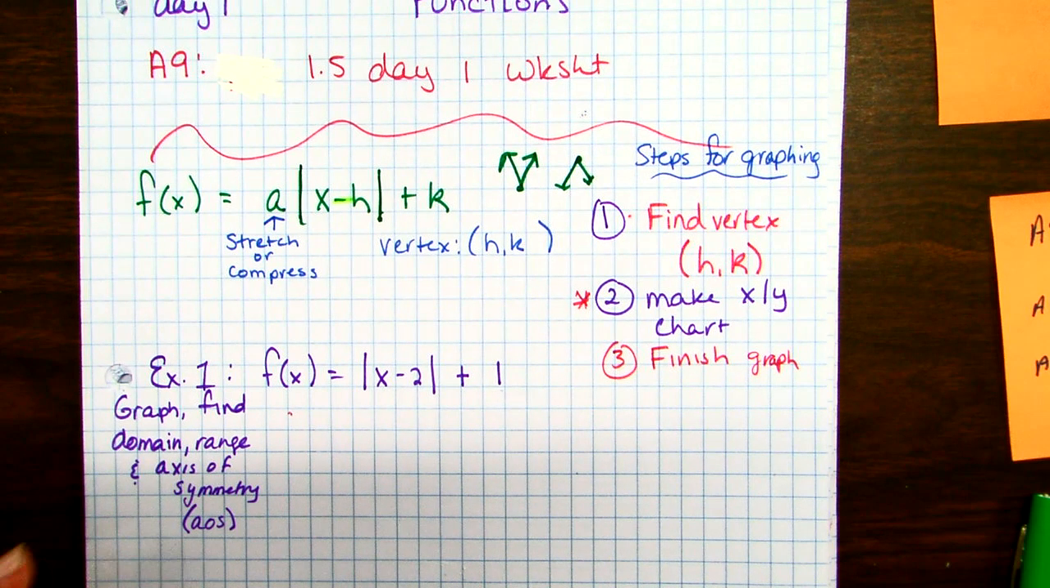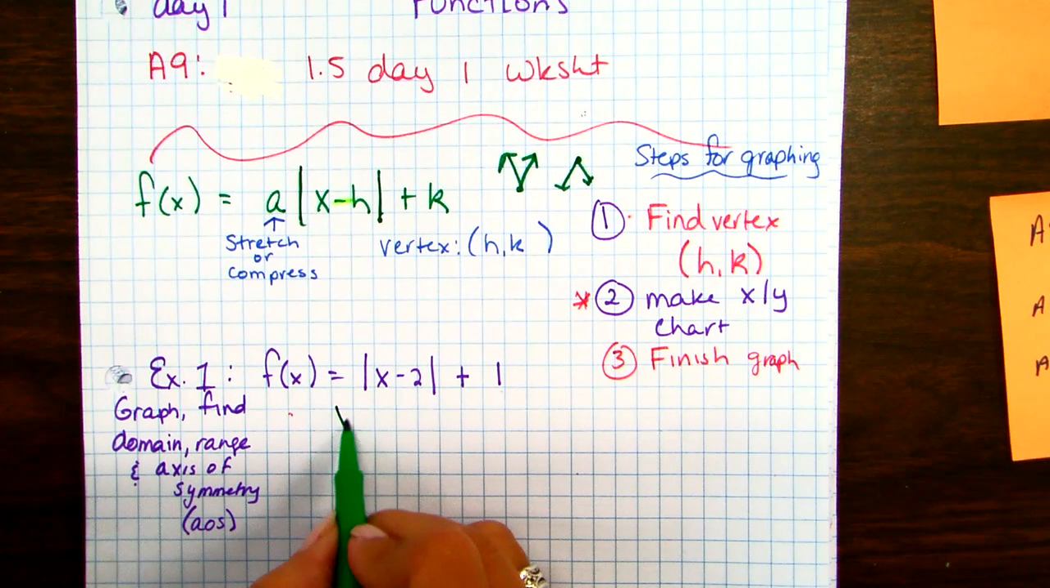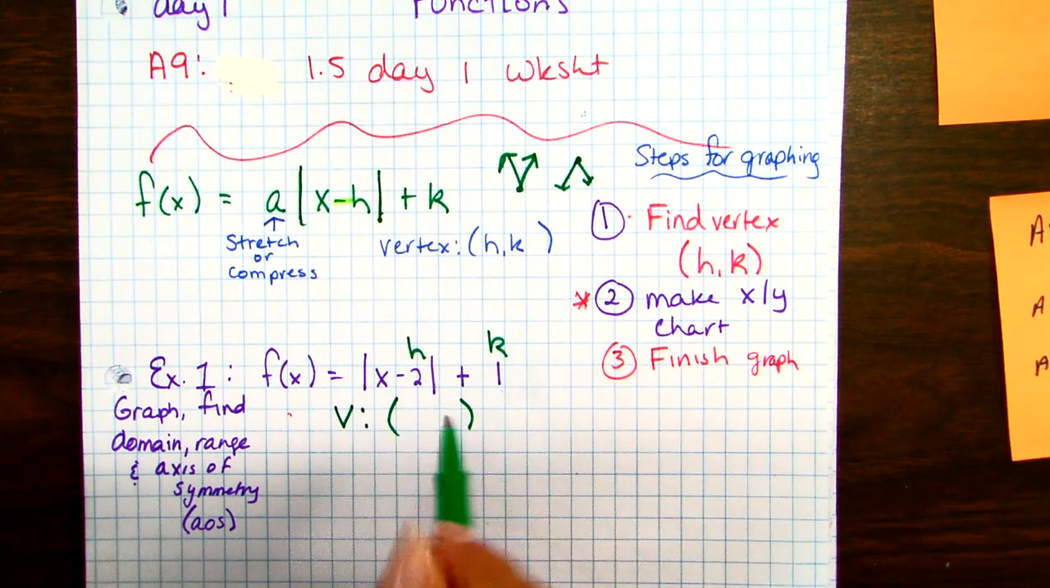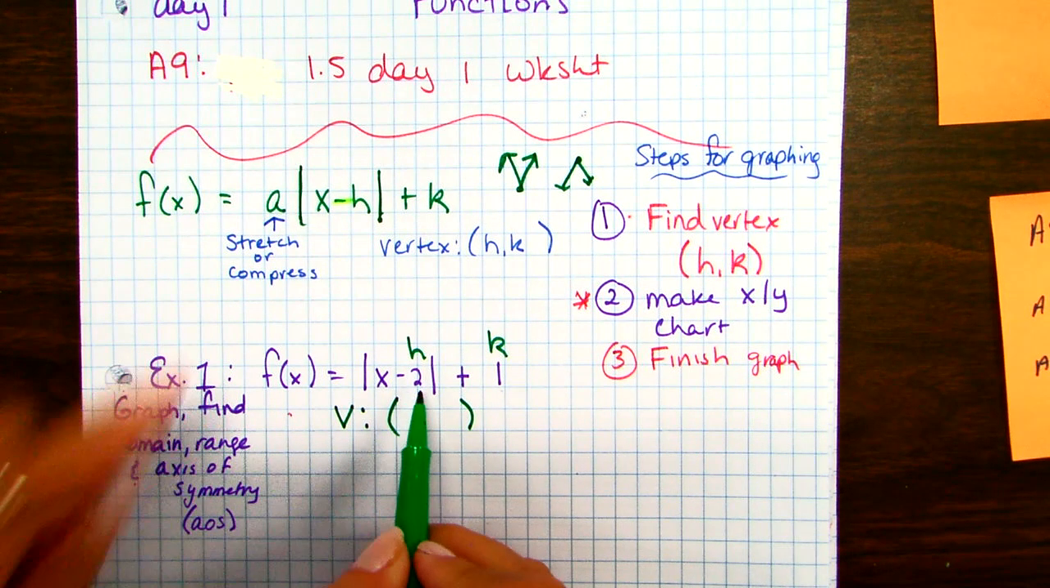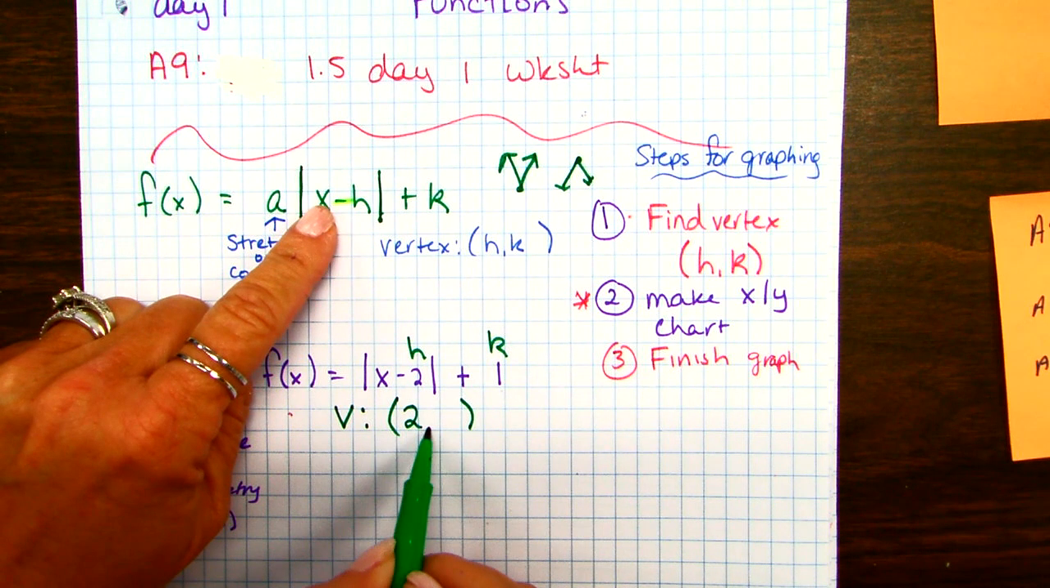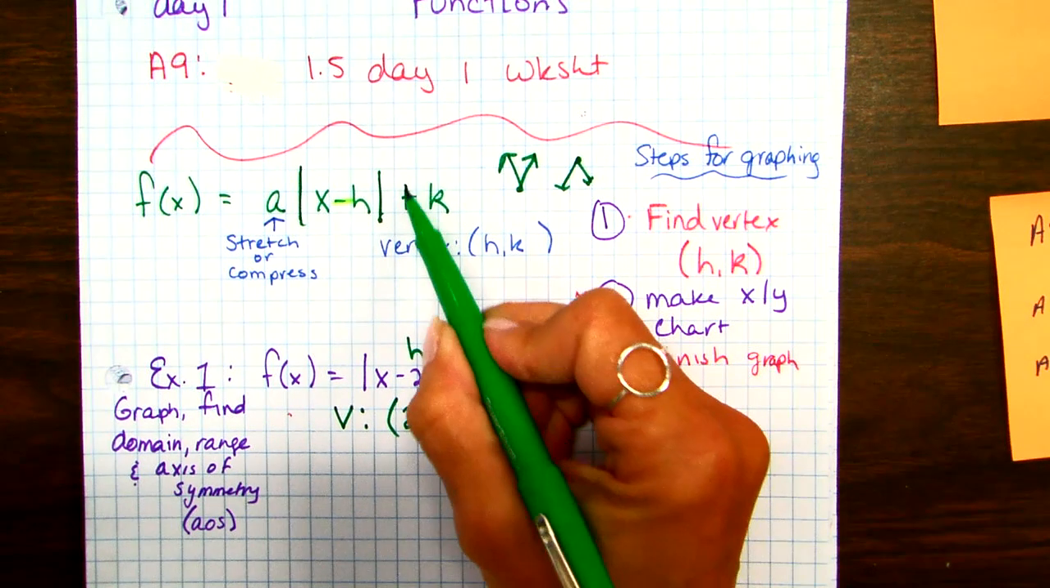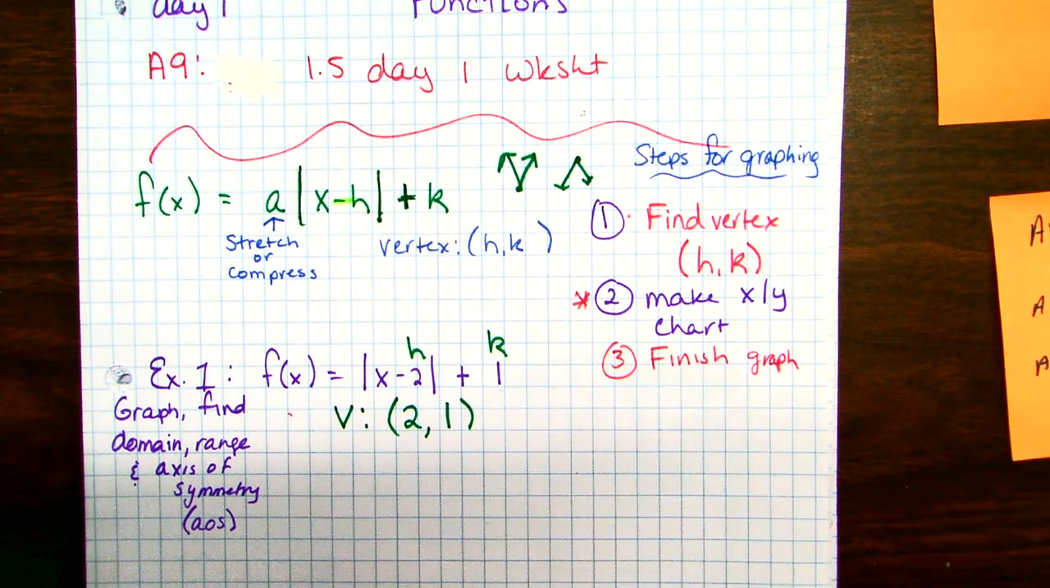Okay? So here is our first example. F of x just means y equals the absolute value of x minus 2, plus 1. So the first step is to find the vertex. And the vertex, and I'm all about abbreviating, you can write out the whole word, would be H and K. Okay, so H is -2 in here, but because it's a negative, you actually change the sign when you pull it out. So if your H is negative, you make it positive. If H is positive, you make it negative. But because of the plus sign in the K, you don't change the sign.